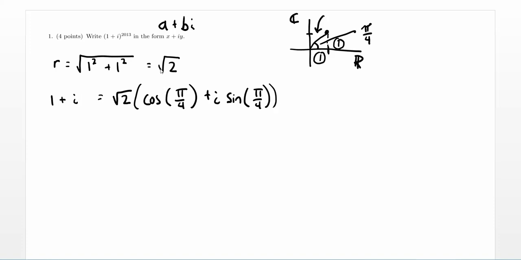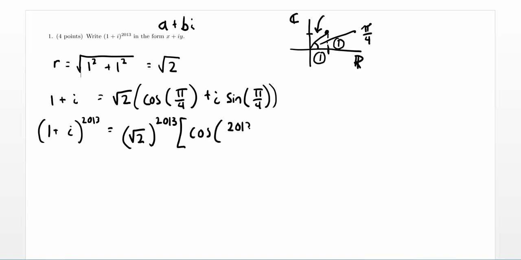Now the reason we do it this way is because when you raise a complex number to a power in this form, there's a very simple way to do it. So if we want to do 1 plus i to the 2013 power, all that means is raising the right side to that same power. But you raise the r value to that power, root 2 to the 2013th. But you don't raise the trig part. You actually multiply the argument of the trig functions times the 2013. This becomes cosine of 2013 times pi over 4 plus i sine, same argument, 2013 times pi over 4.